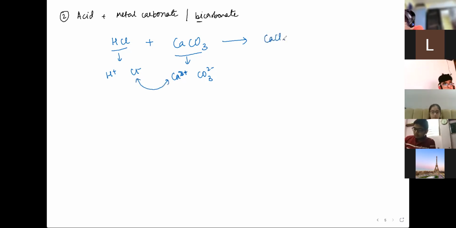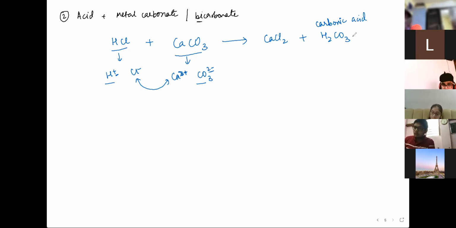CaCl2, and H2CO3. Mansi, be aware of the valency. Here you have H plus and CO3 2 minus. So H2CO3 is something called carbonic acid, and it is an extremely weak acid.